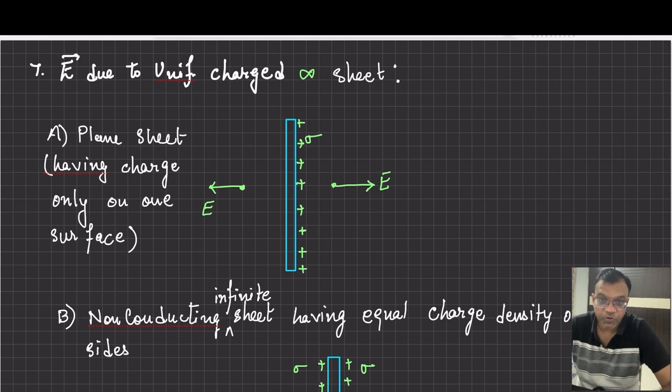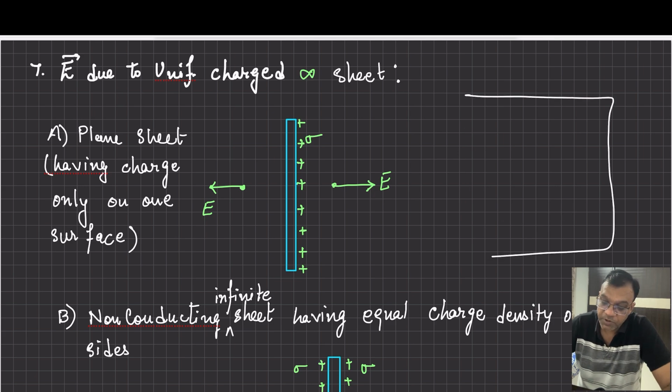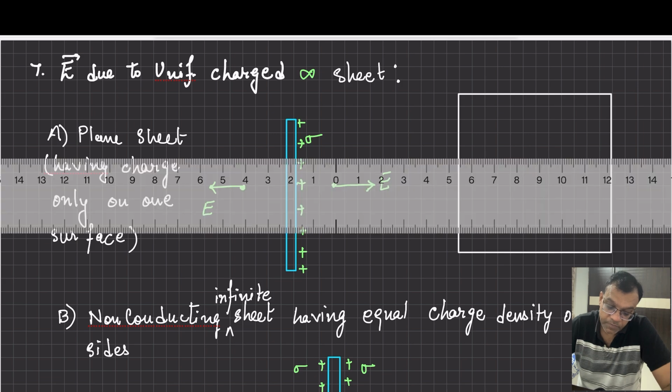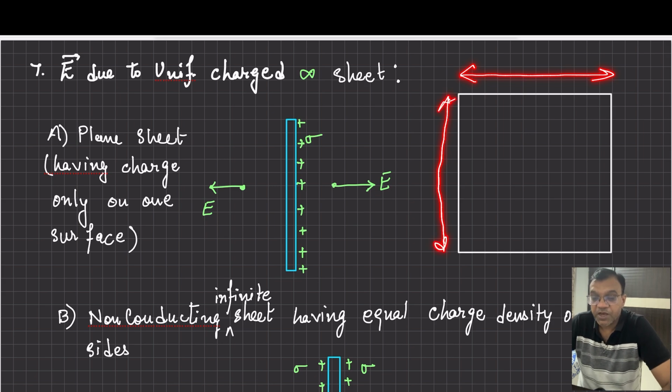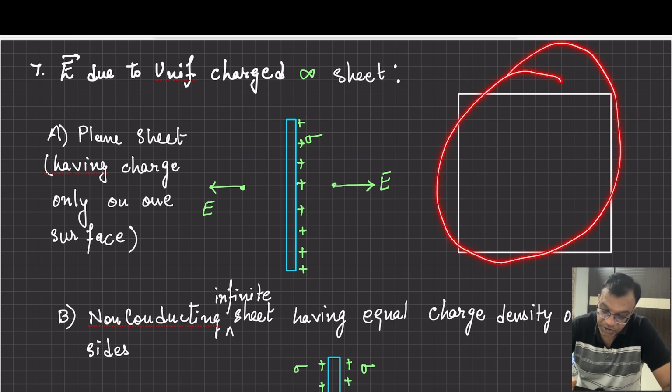First of all I would like to tell you what the infinite plane sheet means. Any plane sheet which is planar and whose dimensions are of infinite extent, means the length as well as width are both of infinite extent. This length is infinite, and width is also infinite. Infinite means they are very large as compared to the distances involved. The thickness is negligible.